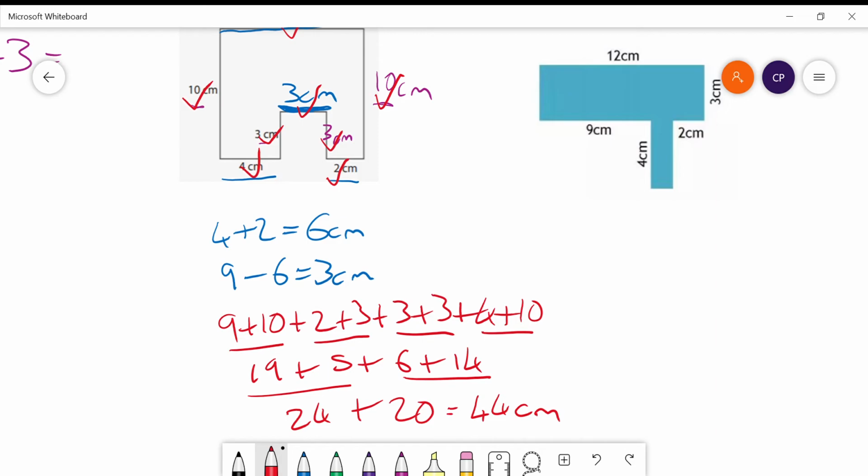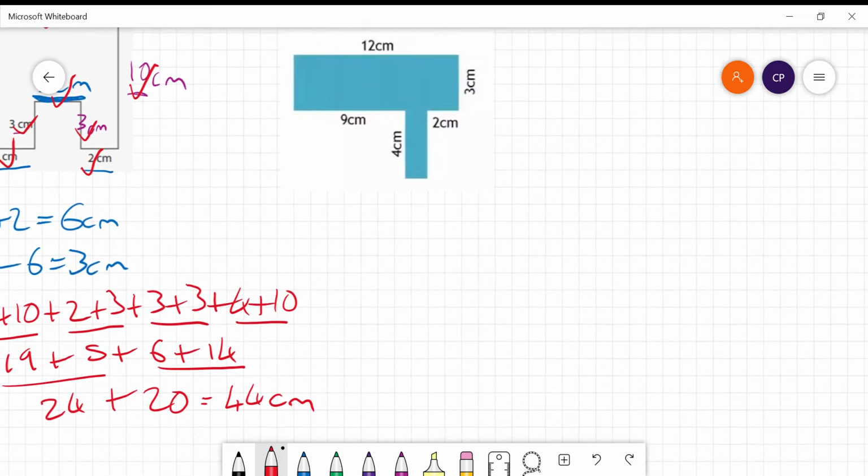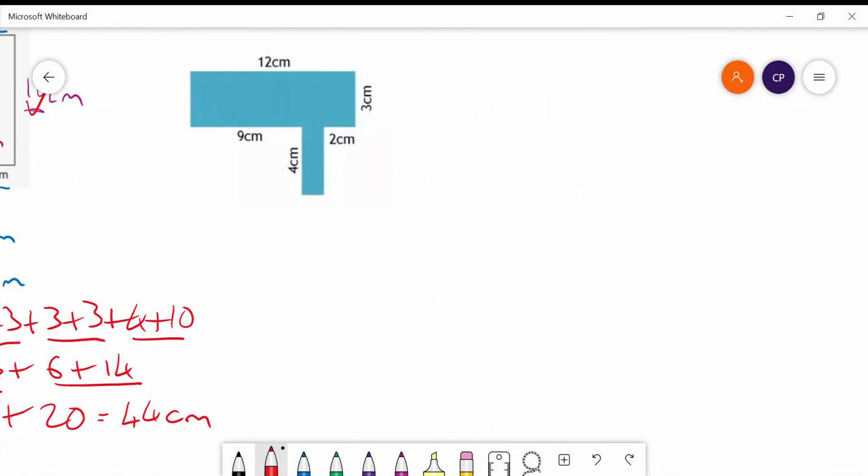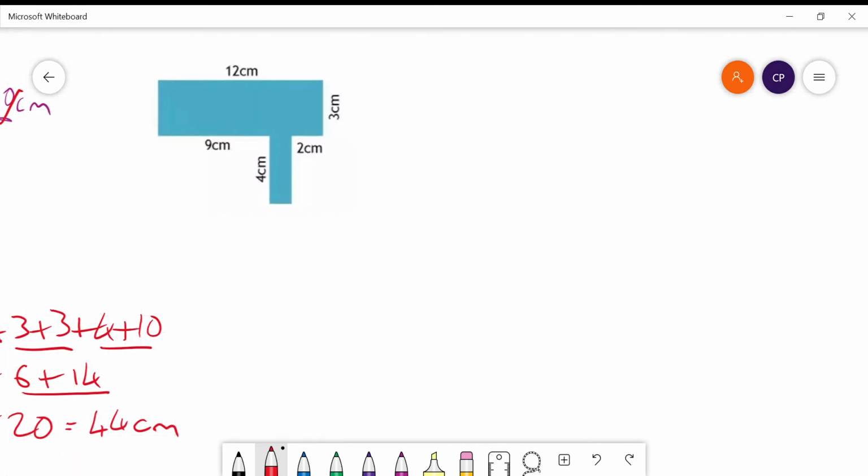We're going to have a look at another one together before you go and have a go yourself. So for this one, same idea. The first step is always to fill in any missing sides that we have. So we've got 12 across the top, we've got 3 down the side. Now you'll notice this 3 here is going to be the same as this one over here, so that's an easy one to fill in. 3 centimetres. So we're looking for anything that's obvious first.